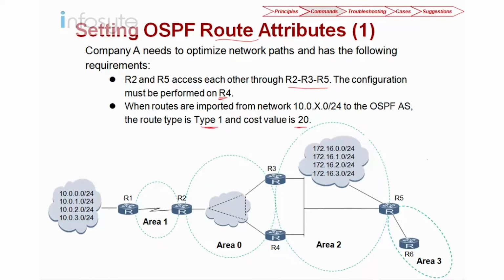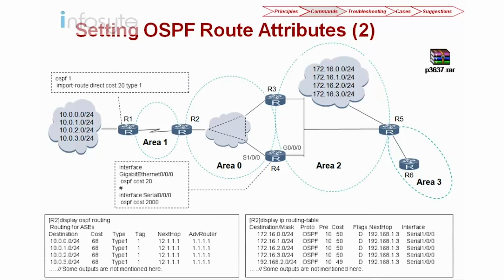So it means that between R2 and R5, I need to go through this way and I configure on R4. Whatever I import into OSPF, I need to make sure it belongs to type 1 and the cost is 20. So I need to go to two routers, R1 and R4, to configure this route attribute. Let's have a look at how they do it. They just do the import-route direct, make the cost 20 and make it type 1, because by default, as we know, the type will be type 2.